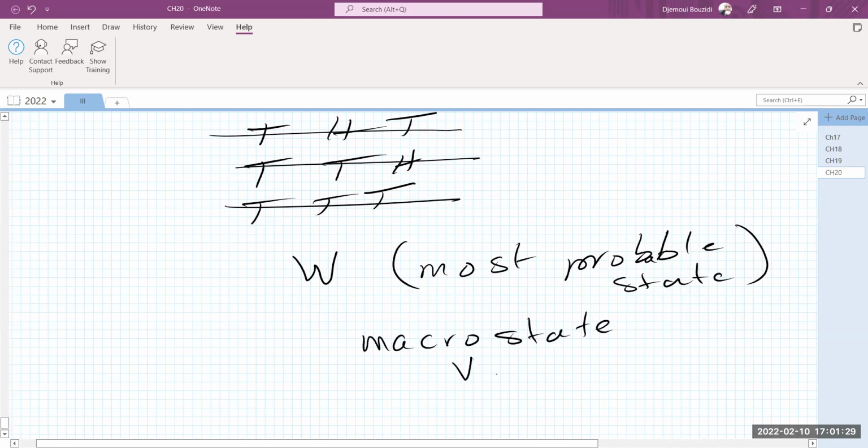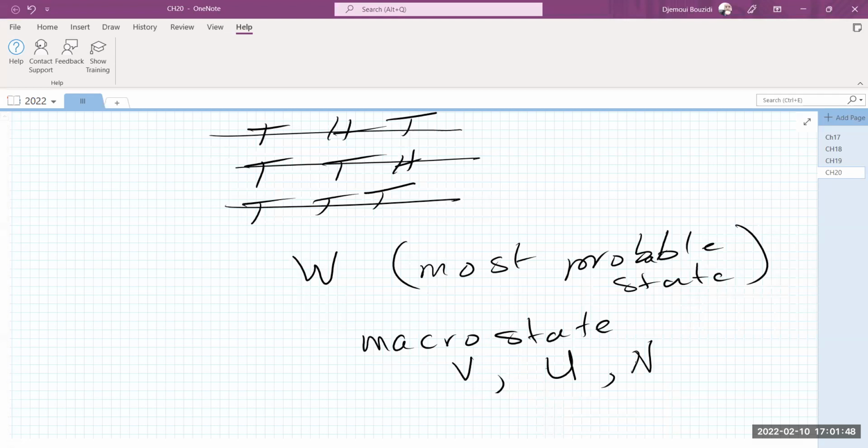Macro state meaning it has a volume, it has an energy, it has all the other things, it has a number n of particles, which is critical for this whole thing. So this is the most probable state we're going to find it. The other ones are probably going to be less and less. And this is only 2 values. If it's 3 values for the energy, the problem becomes even more complicated. But this is the rationale behind it.